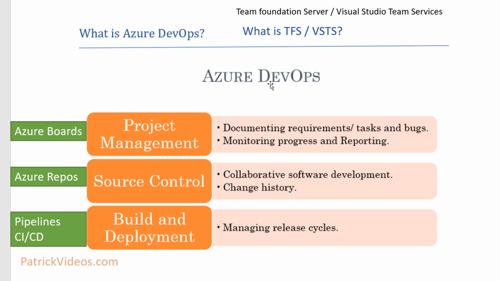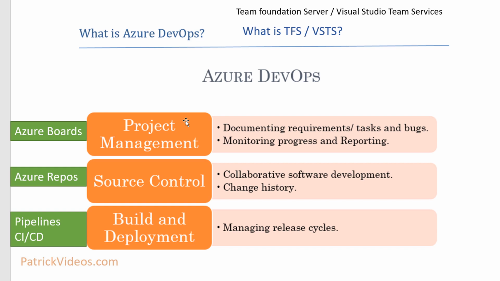Azure DevOps is like a 3-in-1 tool by Microsoft. So what exactly is TFS and VSTS? TFS or Team Foundation Server by Microsoft used to be the tool which did all these three things: project management, source control, and build and deployment. But it was an on-premise installation. That means you need to install the software in your company and then you manage that particular software. Then as cloud became more famous, the cloud version of TFS used to be called VSTS or Visual Studio Team Services, and then later on Microsoft changed the name of VSTS to Azure DevOps.